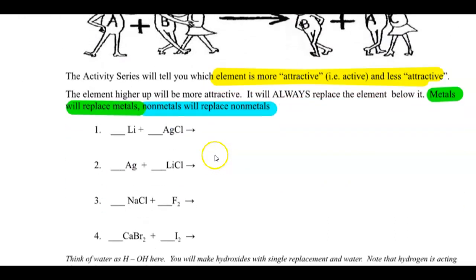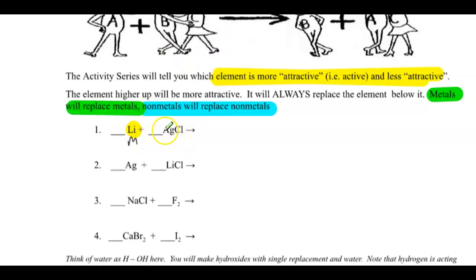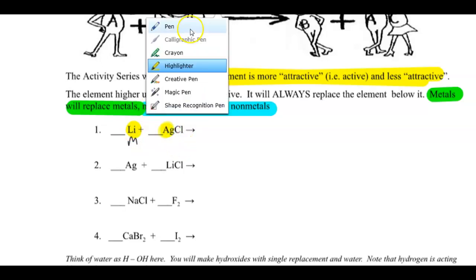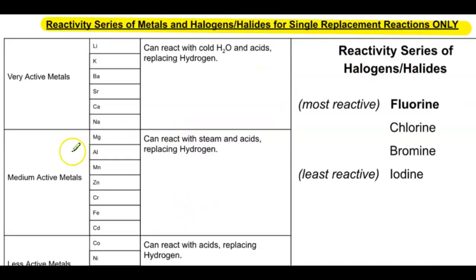So for example, let's look here. We have lithium plus silver chloride. So let's identify what type of element this is. Lithium is a metal, and so lithium can only replace another metal. So what is lithium going to try and replace? It's going to try and replace silver. That means that chlorine is currently with silver, but it wants to see if it can trade up and go with lithium. So let's check our activity series.